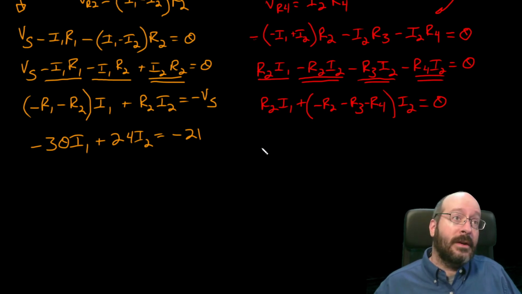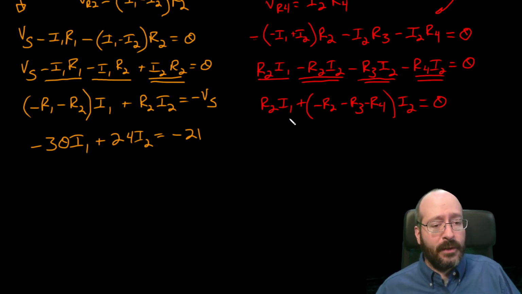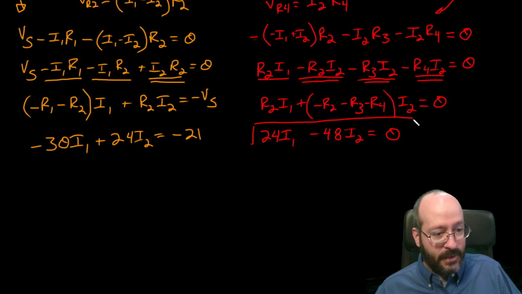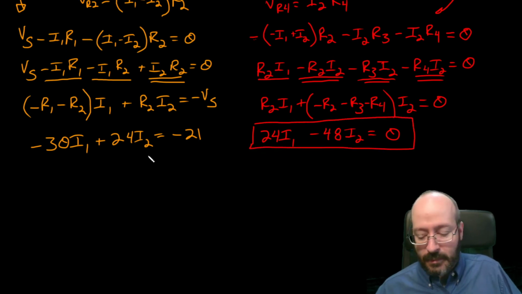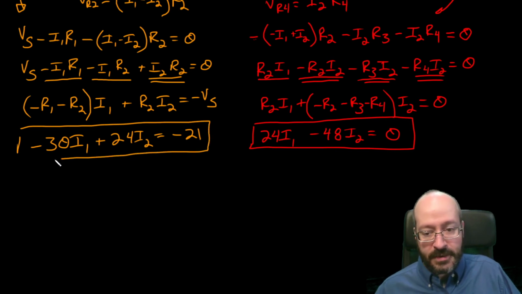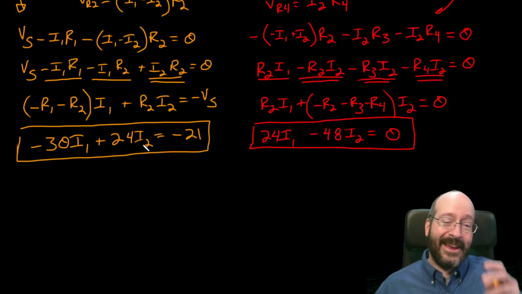Let's go do I2. Okay, so R2 is 24, that's in front of I1, and then we've got negative R2, R3, and R4, so that looks like it's going to be negative 48 I2, and that's equal to 0. A lot of times when I'm writing these on the board, and I'll certainly do it in our live problem sessions, these are the equations that form the system of equations. I have two unknowns, and I have two equations, and now we just need to solve them.